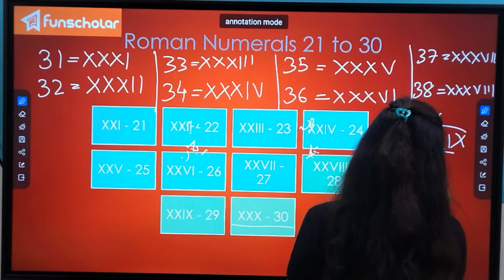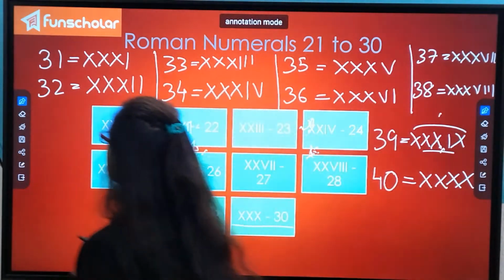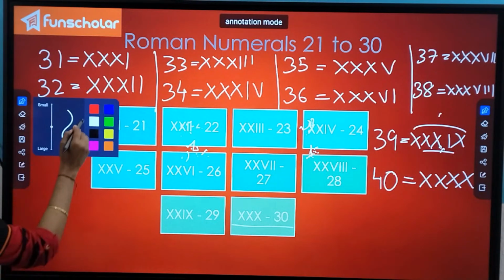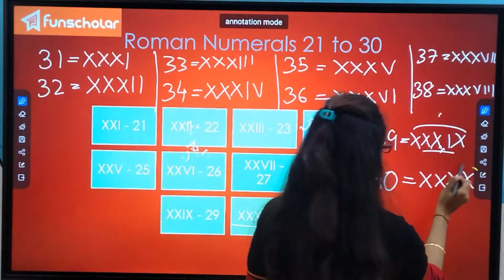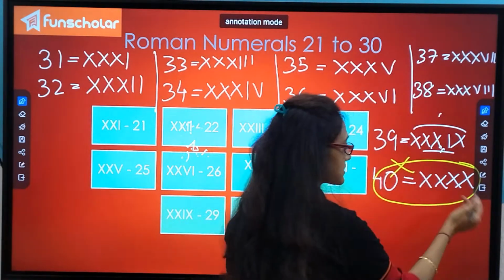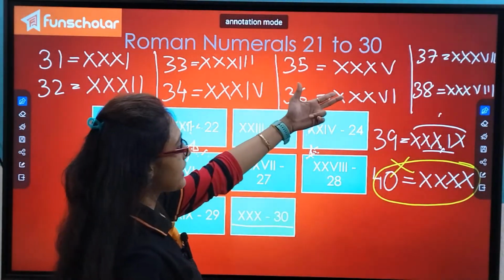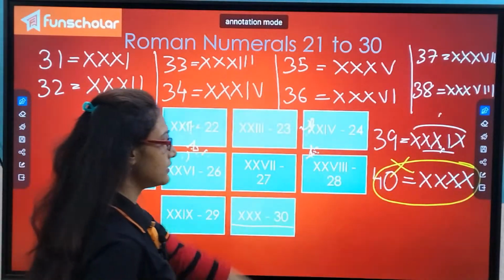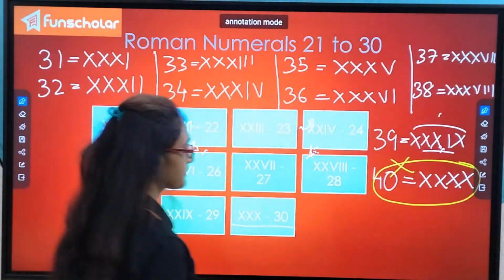Will you write XXXX? Will this be the right answer? No ma'am, this won't be the right answer. Why? It is violating the rule of repetition of three numbers. So how to write 40? Up to XXX we have got 39. So what is the easiest way of writing 40?